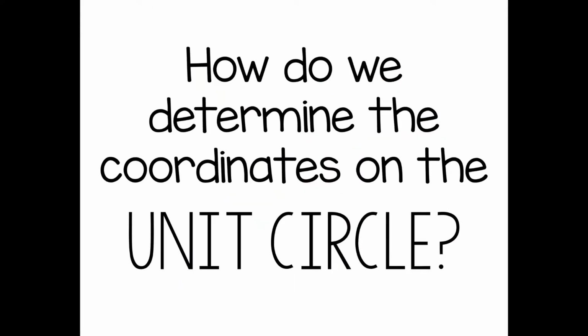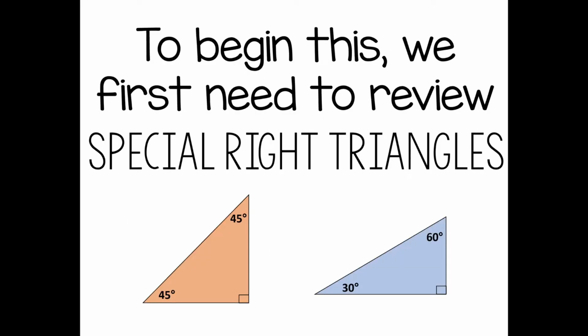How do we determine the coordinates on the unit circle? The coordinates were given in that first image that I showed you. I'm going to show you how we get those coordinates using special right triangles. You may recall from geometry, special right triangles are those 45-45-90 triangles and those 30-60-90 triangles. We're going to talk about how the sides are related.